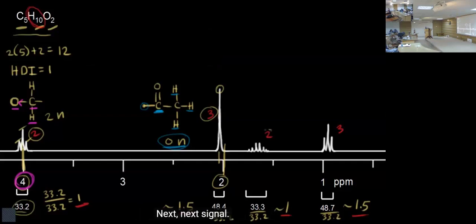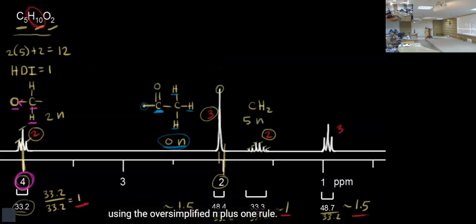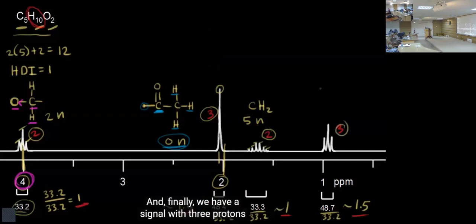Next signal, a CH2. So we draw in a CH2 here. How many neighbors? A little bit hard to see. 1, 2, 3, 4, 5, 6 peaks. 6 minus 1 is 5, so we would expect 5 neighbors using the oversimplified n+1 rule, and we'll come back to that CH2. And finally, we have a signal with 3 protons, so a CH3.